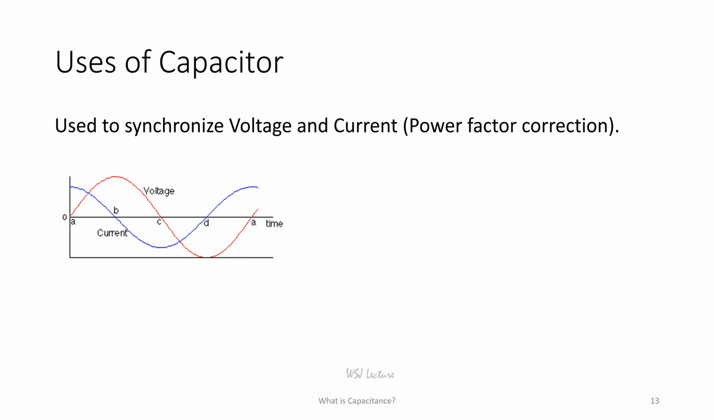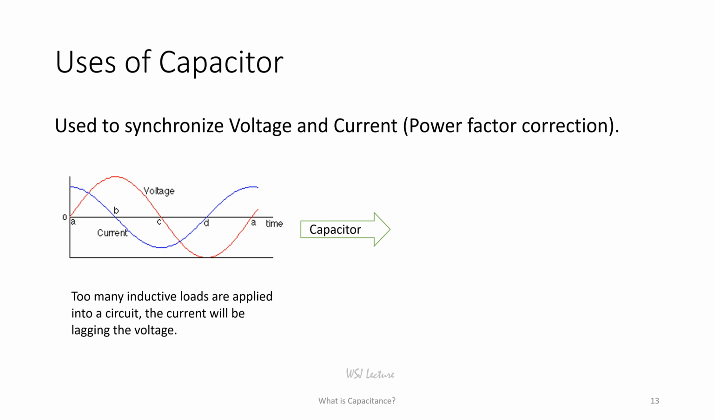In this graph, you can see that the voltage and current are not in phase. That is, in a circuit, if there are too many inductive loads, the current and voltage won't be in phase. That is, current will be lagging behind the voltage. So in order to rectify this, we can use a capacitor. If we use a capacitor, we can synchronize this voltage and current so that at the output you will have the voltage and current in phase.